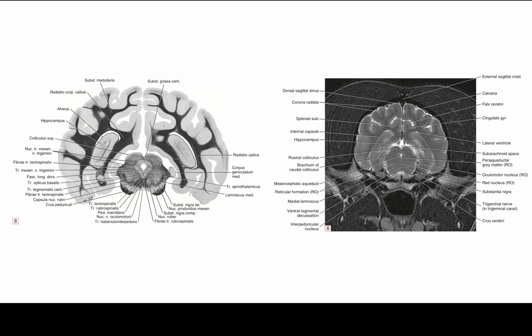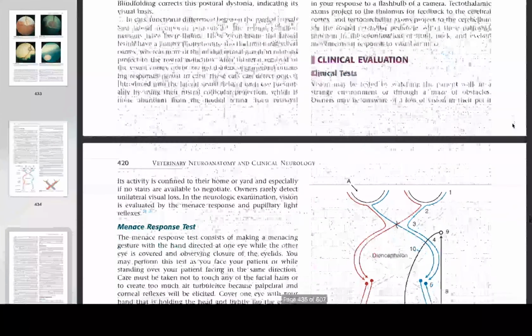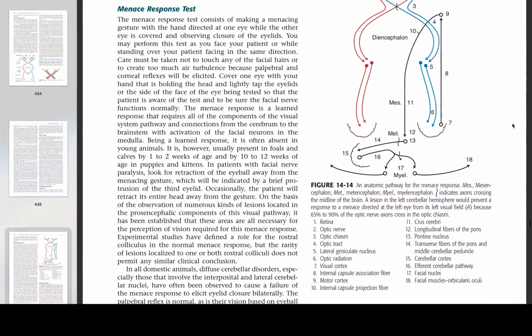Menace response test. The menace response test consists of making a menacing gesture with the hand directed at one eye while the other eye is covered and observing closure of the eyelids. You may perform this test as you face your patient or while standing over your patient facing in the same direction. Care must be taken not to touch any of the facial hairs or to create too much air turbulence because palpebral and corneal reflexes will be elicited. Cover one eye with your hand that is holding the head and lightly tap the eyelids or the side of the face of the eye being tested so that the patient is aware of the test and to be sure the facial nerve functions normally.